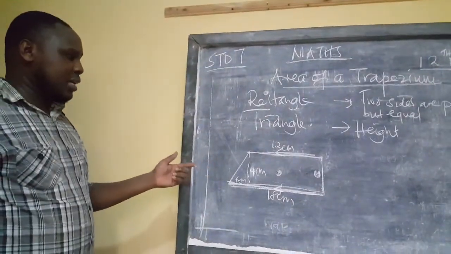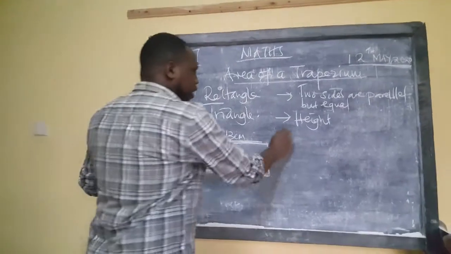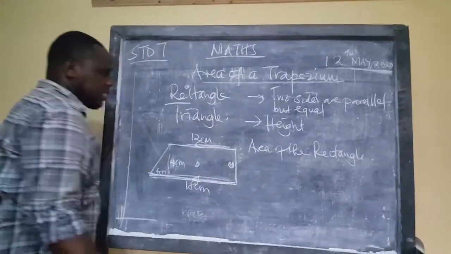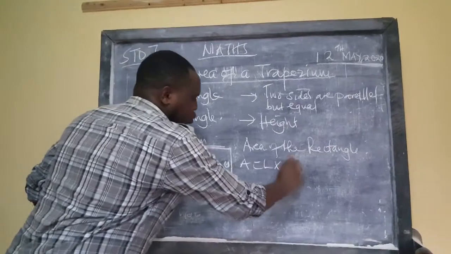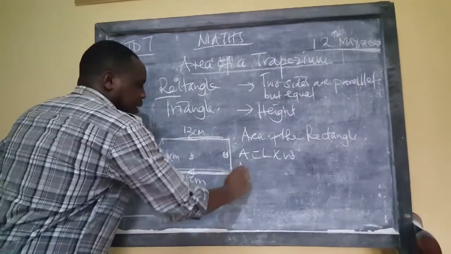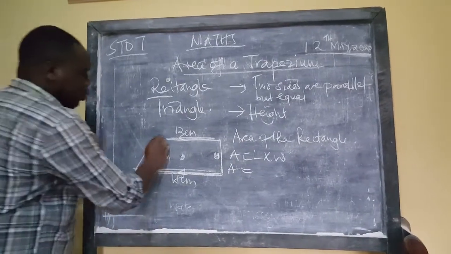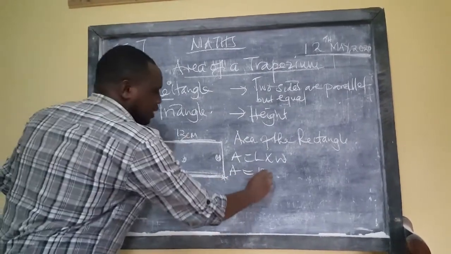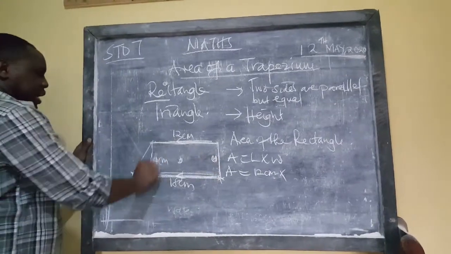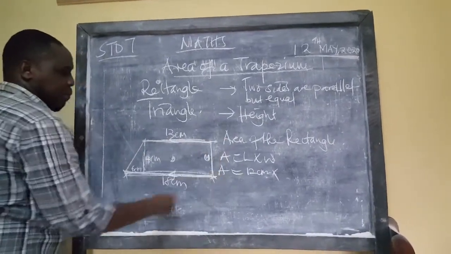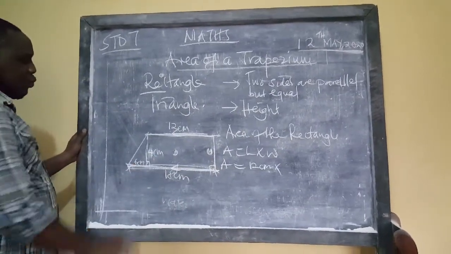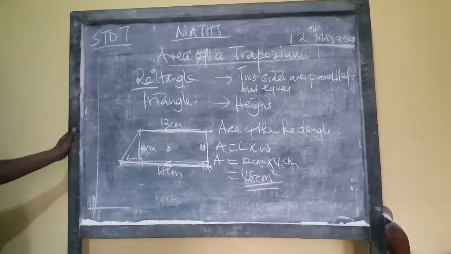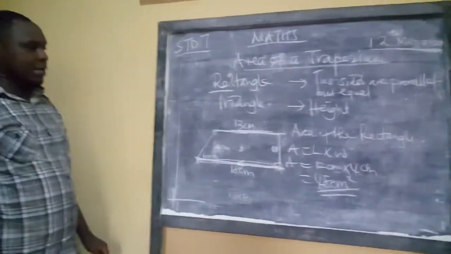So for us to calculate the area of this particular trapezium, we are first going to get the area of the rectangle. The area of this rectangle is length times width. We consider this length, not this one, because it runs from here up to here. So this is 12 centimeters times the height, which is 4. This height is the same as this height, the perpendicular height, making 90 degrees there. So this gives you 48 centimeters squared, the area of that rectangle.